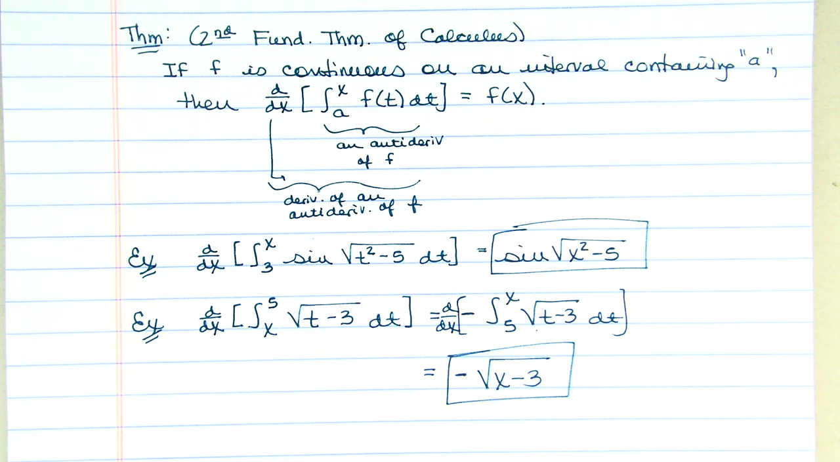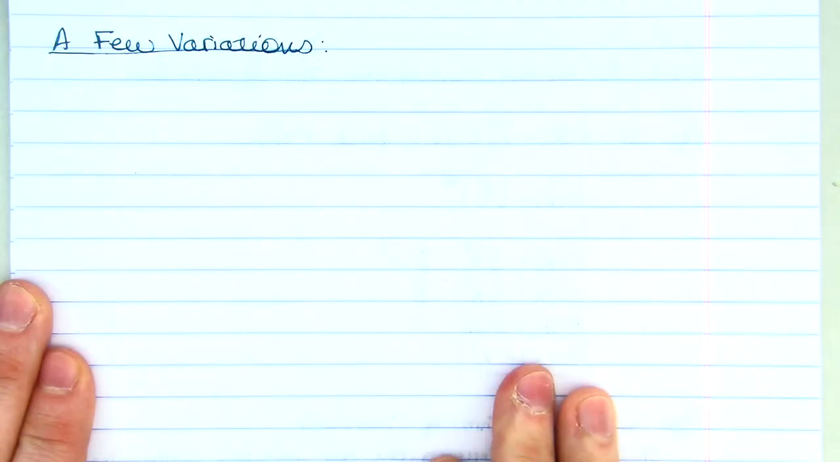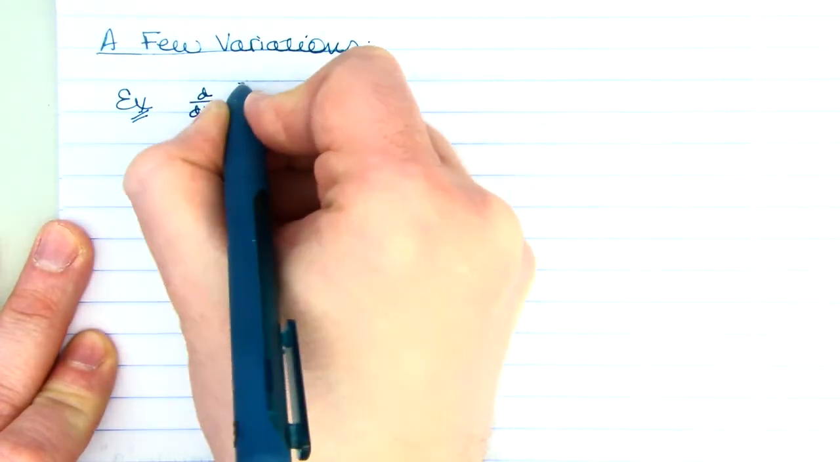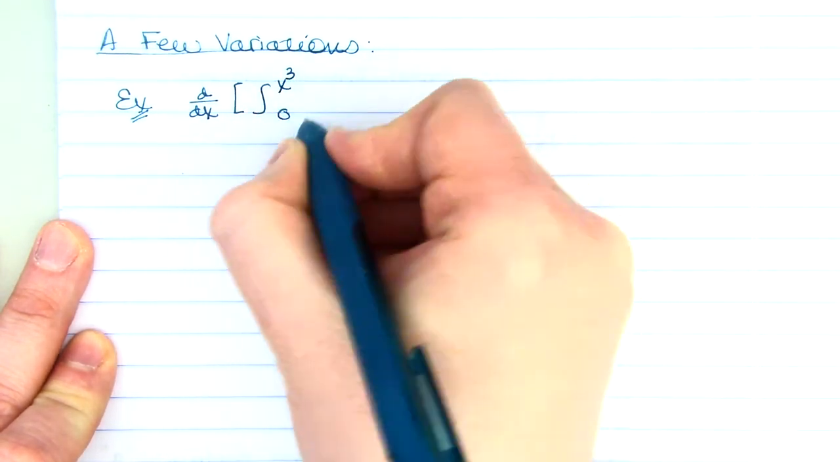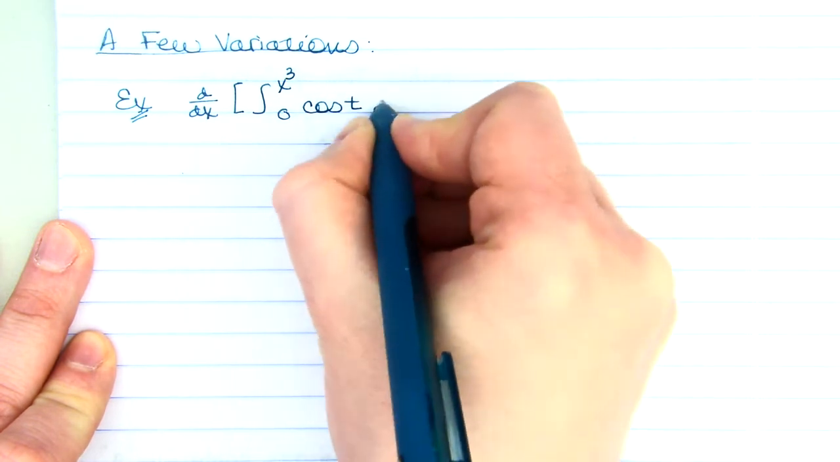Now, this can get a little bit more complicated. So I want to show you just a couple variations of this. Let's see. I'm going to title this A Few Variations. Is that actually on the screen? No, it's not. Let's try again. A few variations. For example, the derivative of the integral from 0 to x cubed of the cosine of t dt.